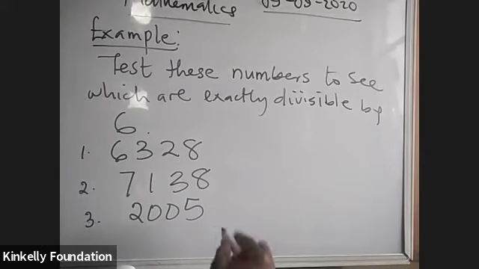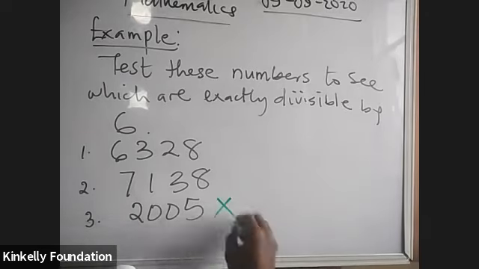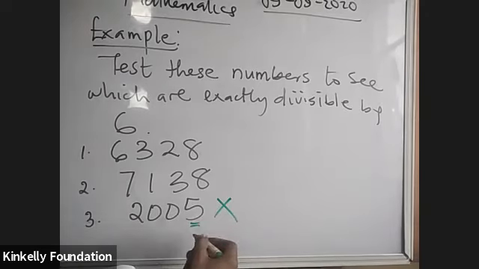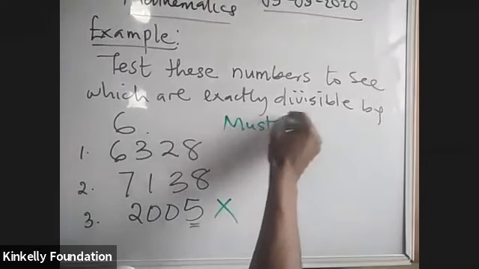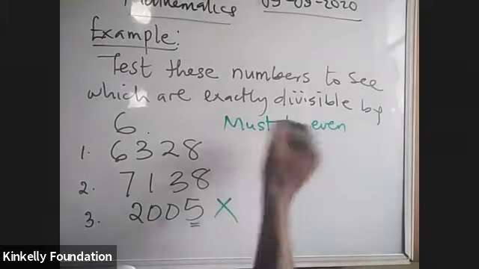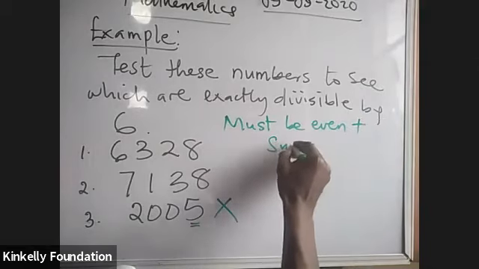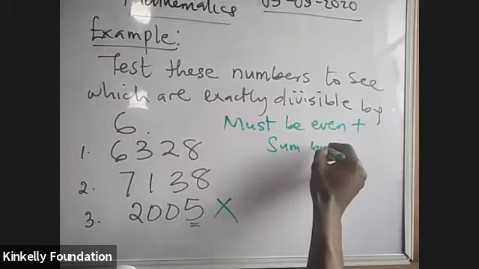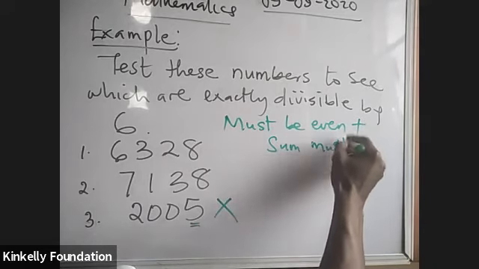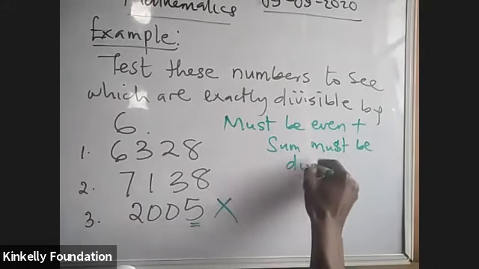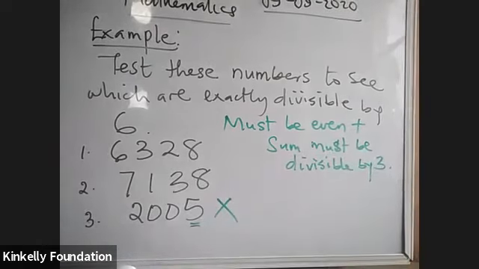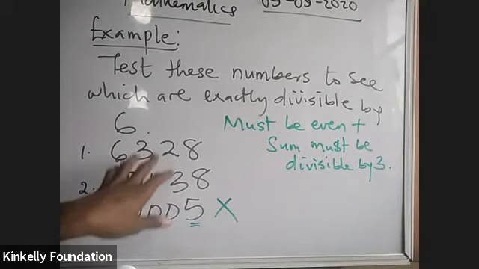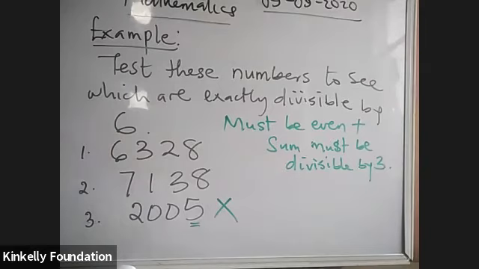If you look at this, 2005 is not even there. This particular one is not there because the last digit is an odd number. And one of the rules says that the number must be even, and the sum of the digits must be divisible by 3. These are the criteria for divisibility by 6.